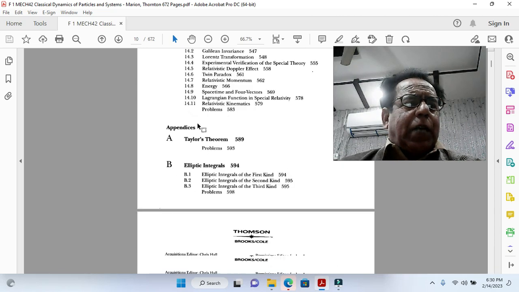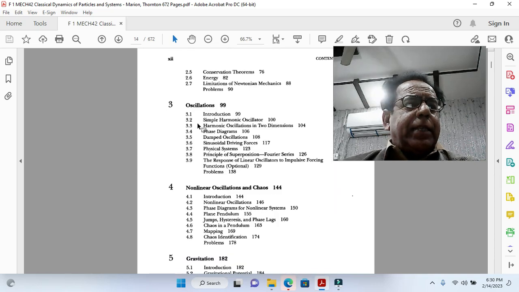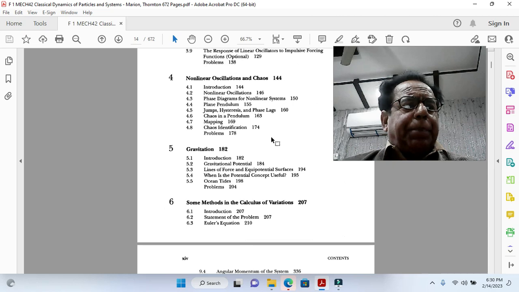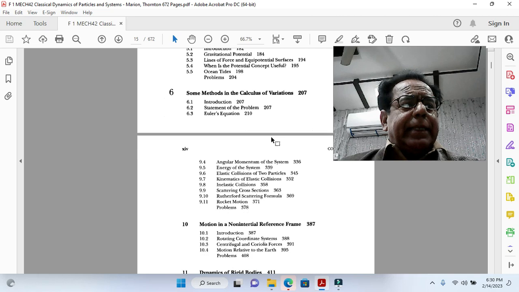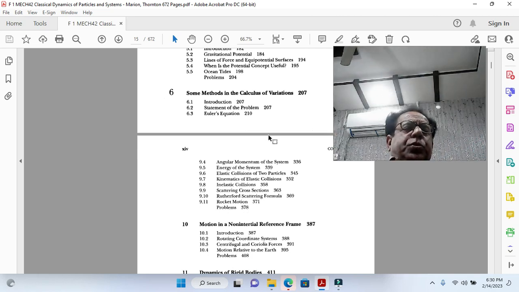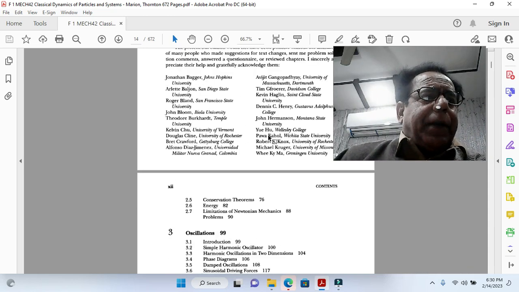Then we come towards chapter number 3. Chapter number 3, oscillations, at page number 99. Then chapter number 4, non-linear oscillations and chaos, at page number 144. Then chapter number 5, gravitation, at page number 182. Then some methods in the calculus of variation, at page number 207.